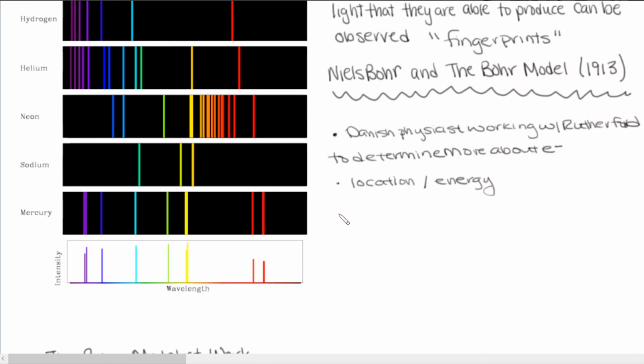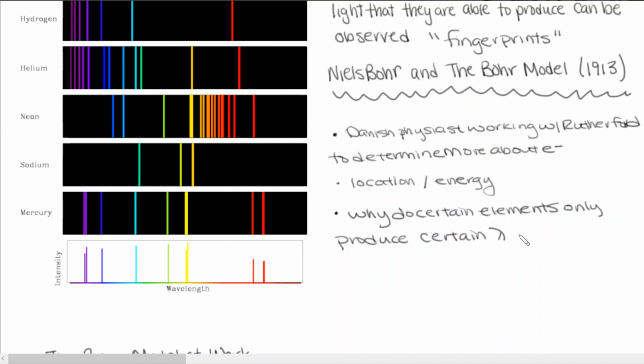So the question was, why, right? They're wondering, why do certain elements only produce certain wavelengths of light? There's my lambda for wavelengths.